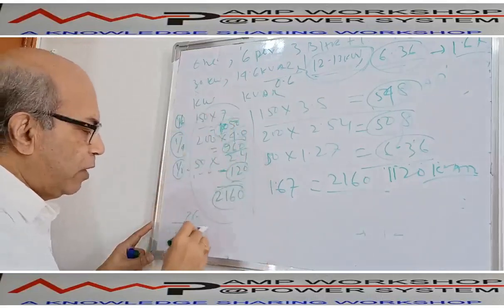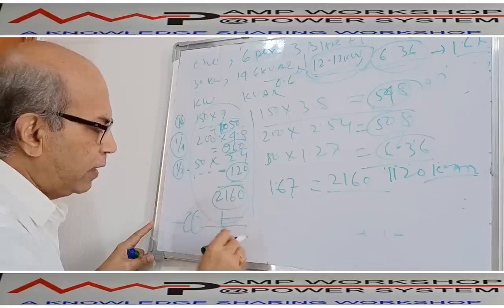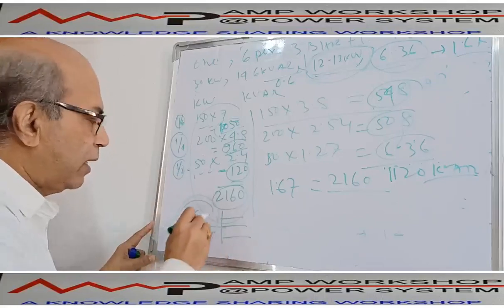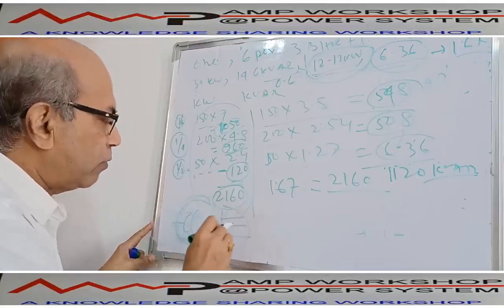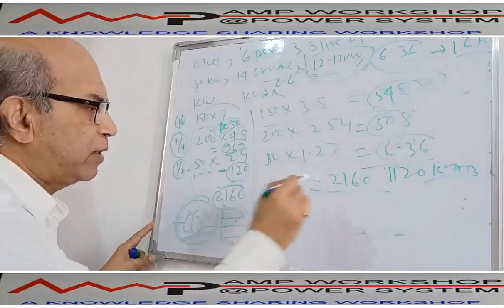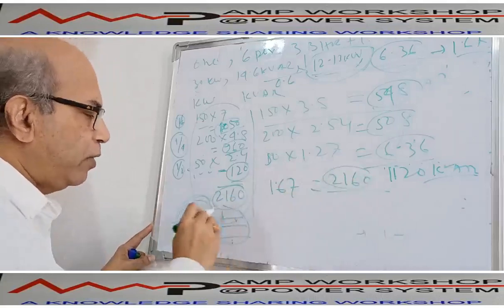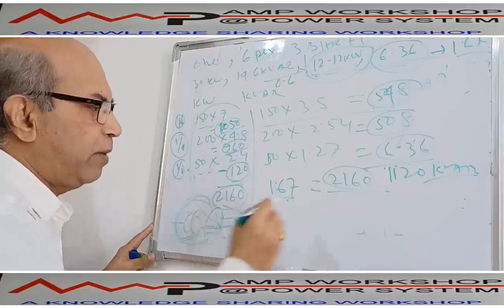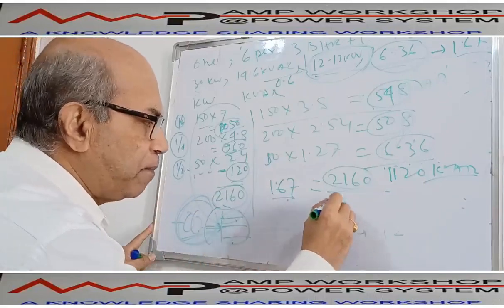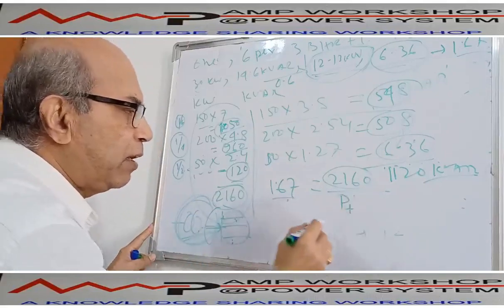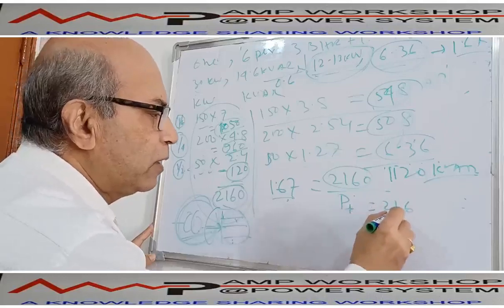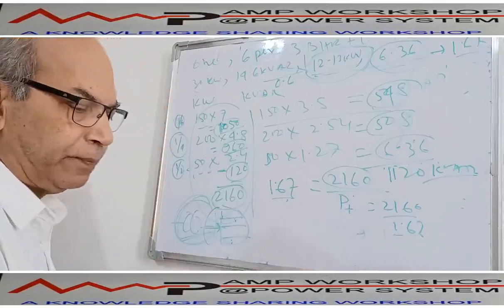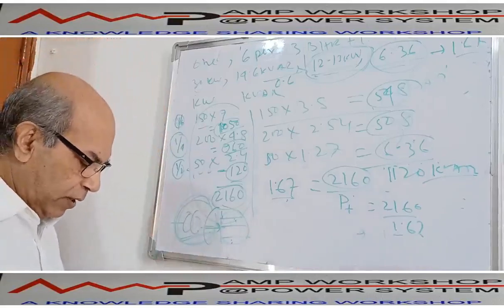This is a transformer which is supplying all of these. So how much total maximum demand is coming on the system? Considering all these subsystems, the sum is 2160. And if we consider a diversity factor of 1.67, how much total is coming on the system? If we say P total, PT equals 2160 divided by 1.67.